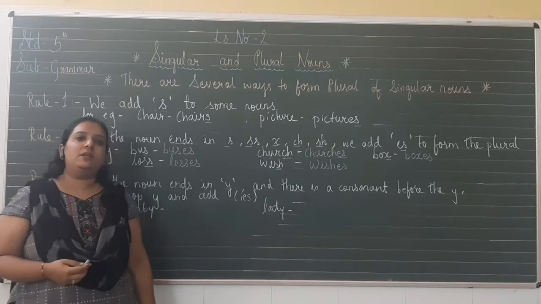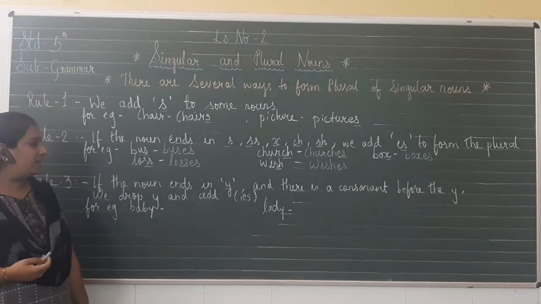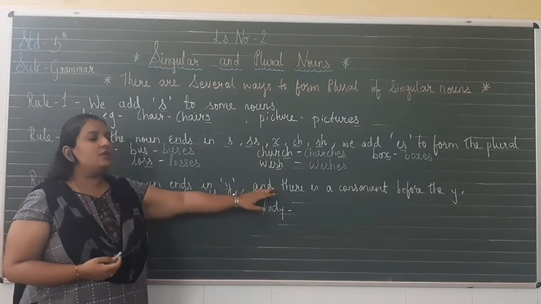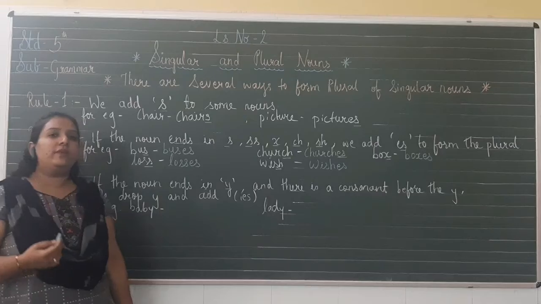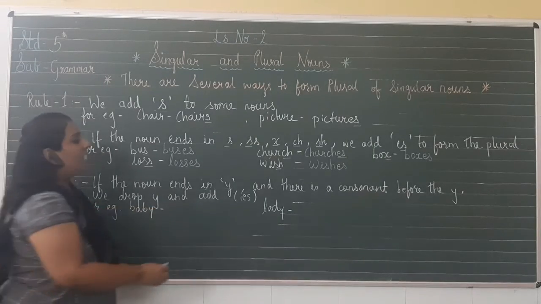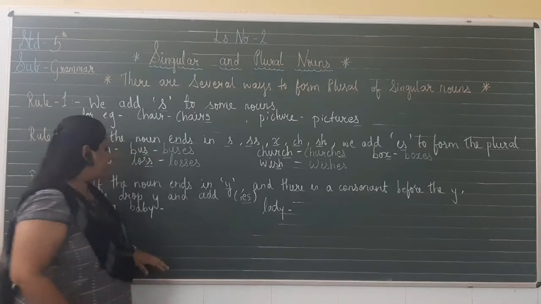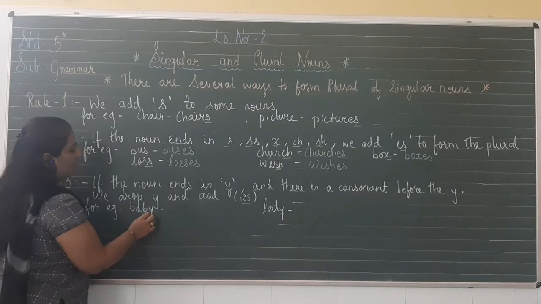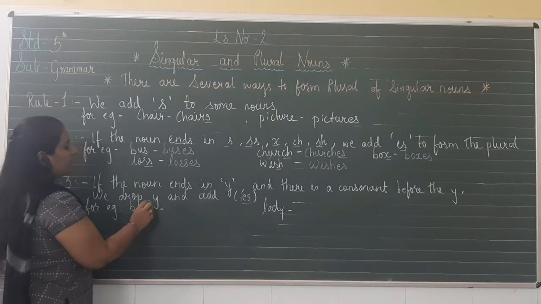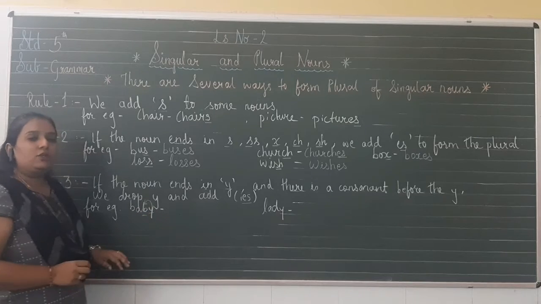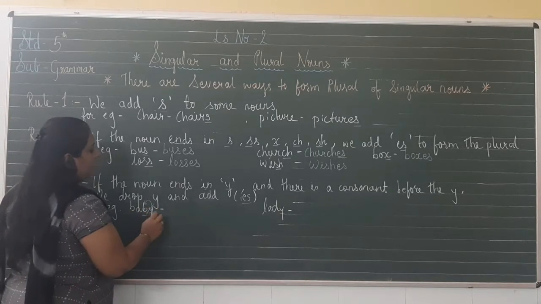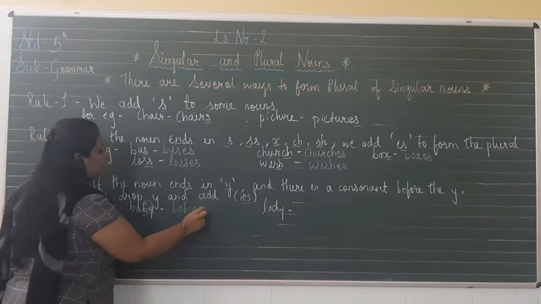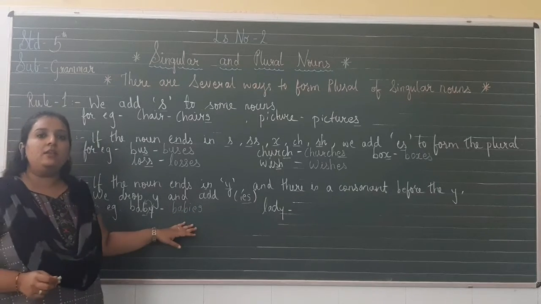Now let us have a look at rule number 3. What is rule number 3 telling us? That if a noun ends in y, and there is a consonant before the y, what do we do? We cut the y and we add ies. What do you mean by it? For example, look at this noun, baby. Baby is ending in y and there is a consonant before the y, b. What do we do? We cut the y and we add ies. So baby will become babies in plural form.